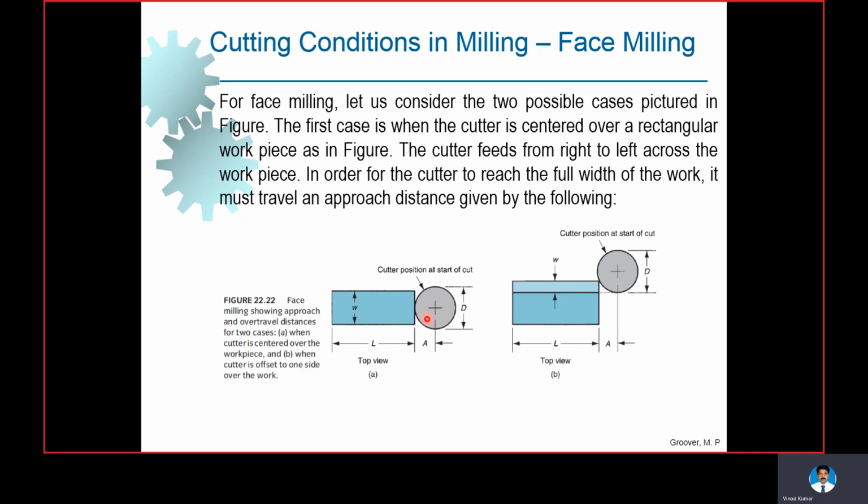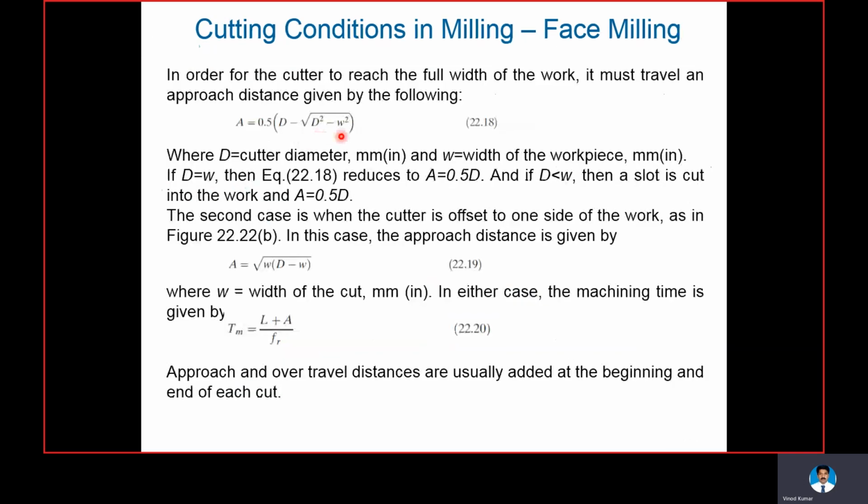The cutter feeds from right to left across the workpiece. In order for the cutter to reach the full depth of the work, it must travel an approach distance given by A = 0.5 (D minus the square root of (D squared minus W squared)). D is the cutter diameter, W is the width of the workpiece, and A is the approach. Different conditions, like D equal to W, then the approach equals 0.5 D, etc. are applied here.